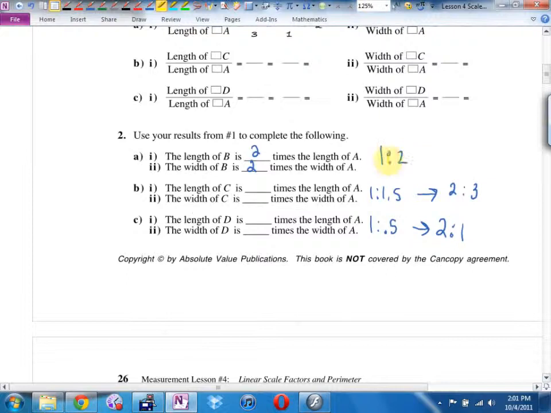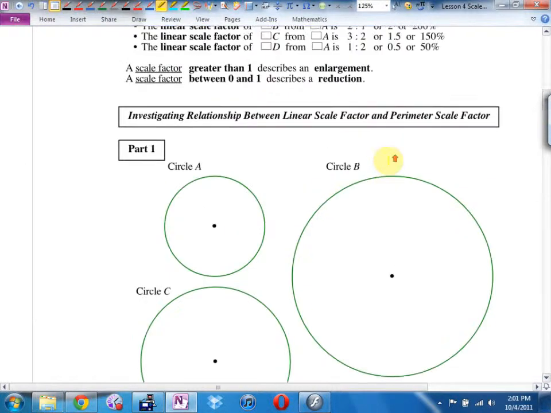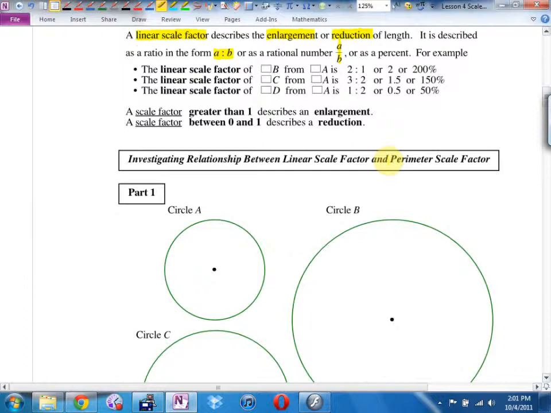And more terms, if the scale factor is greater than 1, we call that an enlargement. This projector enlarges the image so you guys can see at the back of the room. If the scale factor is between 0 and 1, a decimal, it describes a reduction. Cameras reduce images. When you take a landscape photo, click, it reduces it.